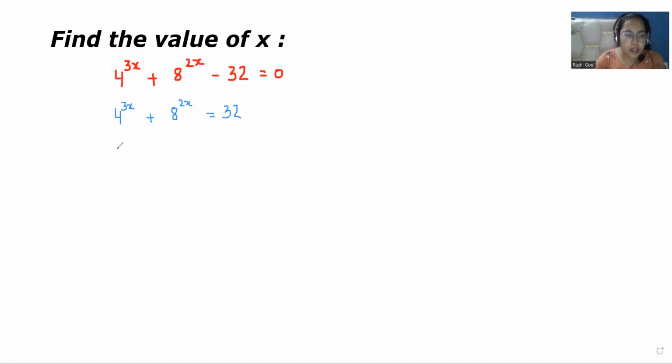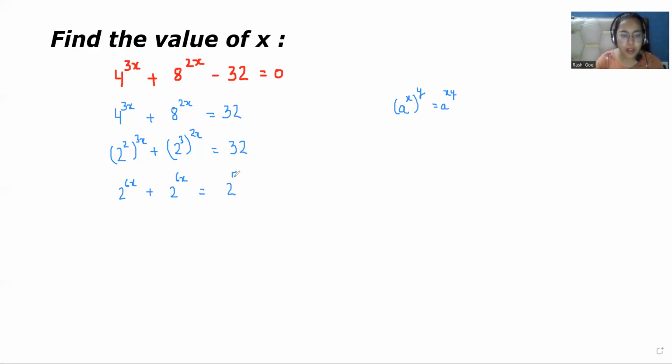Now I can write 4 as 2 square, whose power is 3x, and 8 in terms of 2 power, I can write 2 cube, whose power is 2x, is equal to 32. Similarly, I can multiply this because we have an identity that a power x power y is equal to a power xy. So 2 power 2 power 3x, I can write it as 2 power 6x. Similarly, 2 power 3 power 2x, 2 power 6x. Now 32, I can write 32 in terms of 2 power. The 32 is 2 power 5.